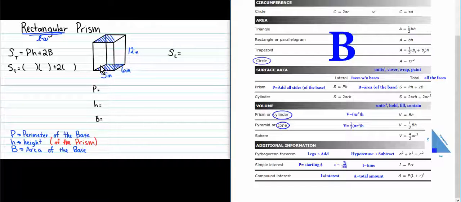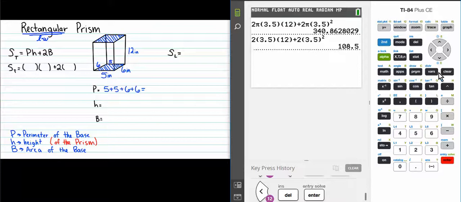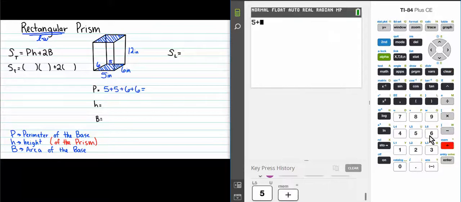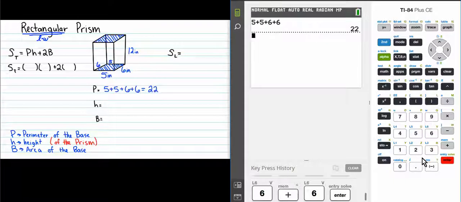So if we add up those numbers, what's 5 plus 5 plus 6 plus 6? If we want to go check, 5 plus 5 plus 6 plus 6, we get 22. So there's my P, perimeter. Now what's my height? Well, that's pretty easy to see here. Got 12.